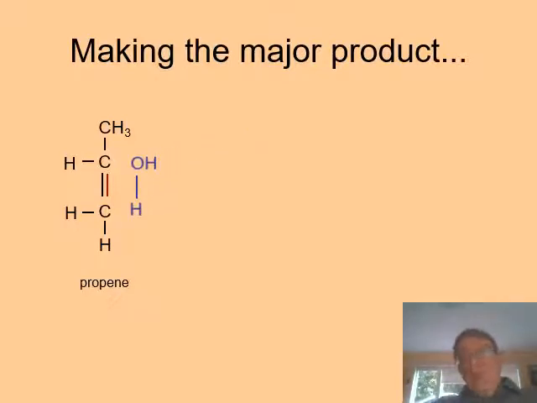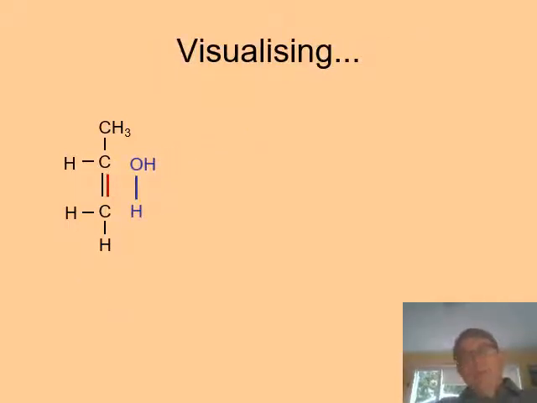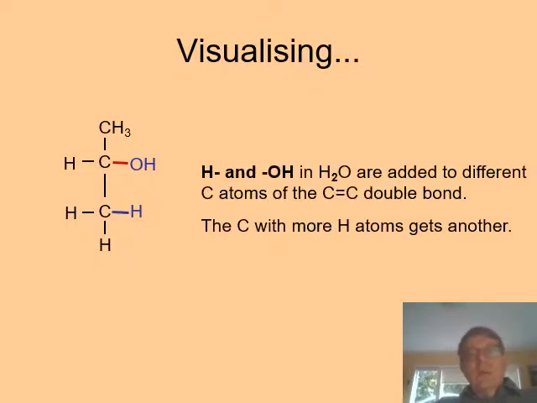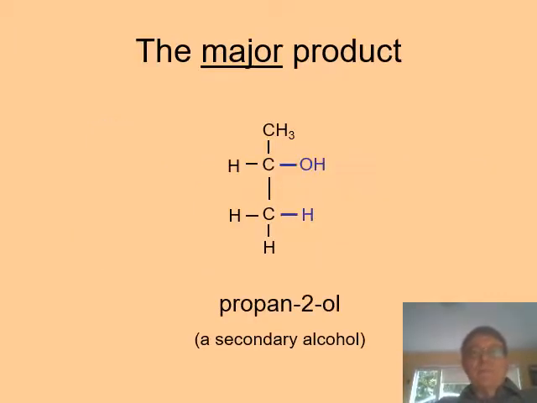Water approaches the alkene double bond, bonds break, new bonds form, and there we end up, in this case, with the major product. That's called a secondary alcohol. Do you remember why it's called secondary? It's because the OH is attached to a carbon that's also attached to two other carbons. Okay, that's why it's secondary.